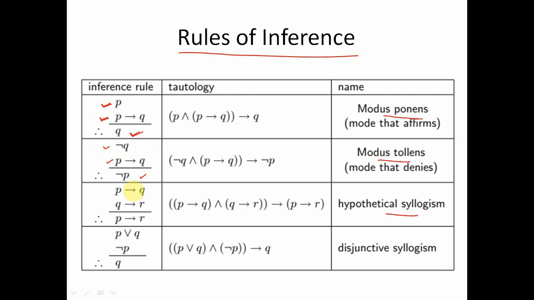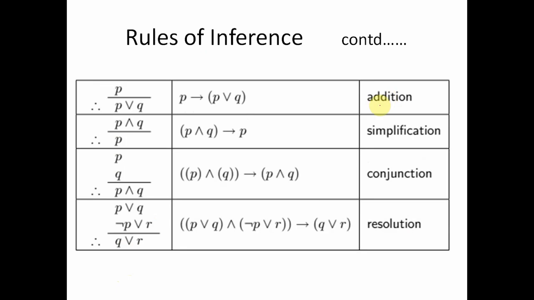Hypothetical syllogism, which says if P implies Q and Q implies R, therefore P implies R. Disjunctive syllogism, which says if P or Q and negation of P, therefore Q. If P or Q is true and negation of P is true, in other words, if P is false, therefore Q is true. The addition rule, which says if P is true, then anything ORed with P is also true. If P, therefore P or Q.